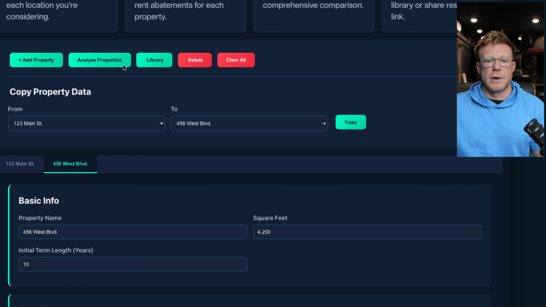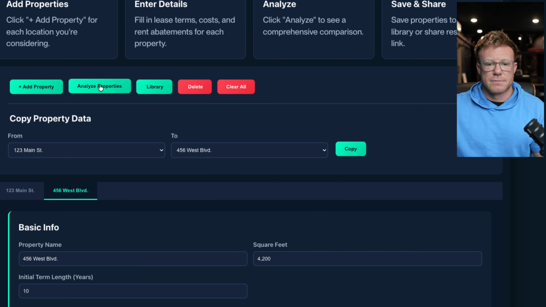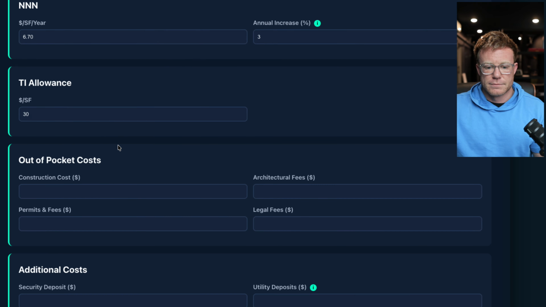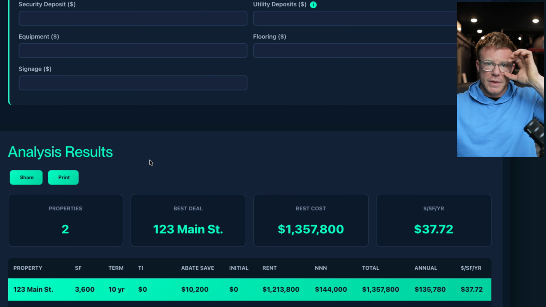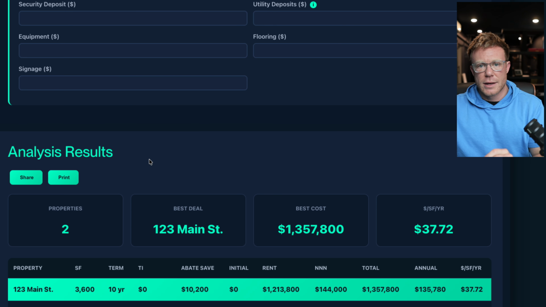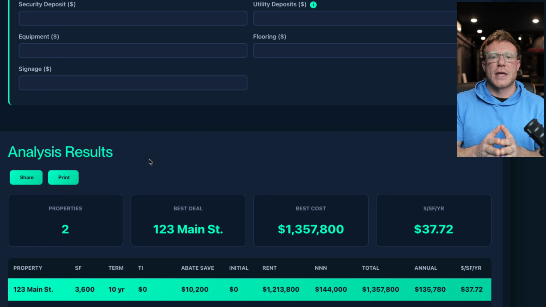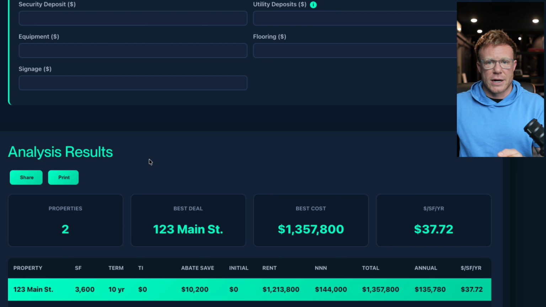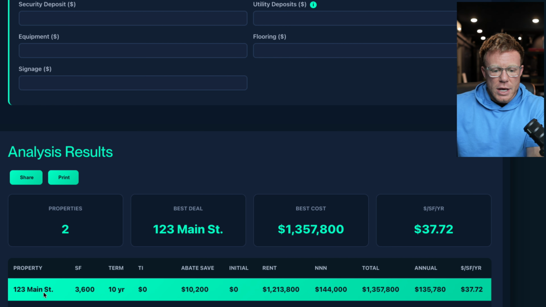Now, once you're done, come on up here and click Analyze Properties. You'll scroll to the bottom and you'll now see an analysis. It is going to highlight in green the location that has the lowest financial requirement over the entire term of the lease. So as you can see here, the first property, 123 Main Street, remember that was 3,600 square feet, 10-year term, no TI, but there was rent abatement, and the rent abatement saved you about $10,200.